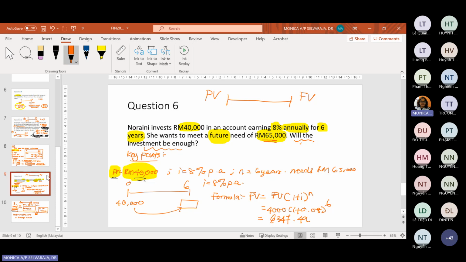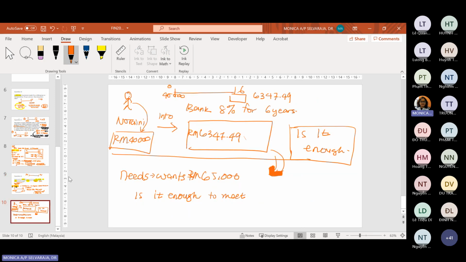I can think whatever I want also. Anything can be the answer. If I think anything creatively, then you can set your own questions and give your own answers. The question didn't ask you that. The question simply says she is investing 40,000 at 8% for 6 years. She wants to meet a future need of 65,000. Will it be enough? So my question to you is now, will it be enough?